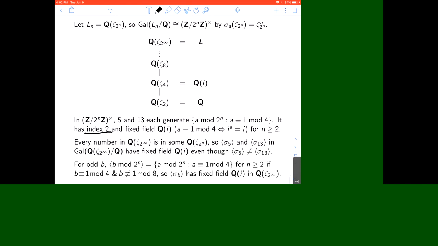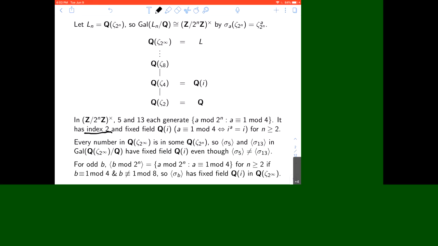Everything appears somewhere at some finite level, so the only thing that is fixed is Q adjoin i. So we have two different subgroups that have the same fixed field. And there's nothing special about 5 and 13. If you took any odd number b, it generates the same subgroup as 5 and 13, namely the numbers mod 2 to the n that reduce to 1 mod 4, as long as the number b is 1 mod 4 and not 1 mod 8.